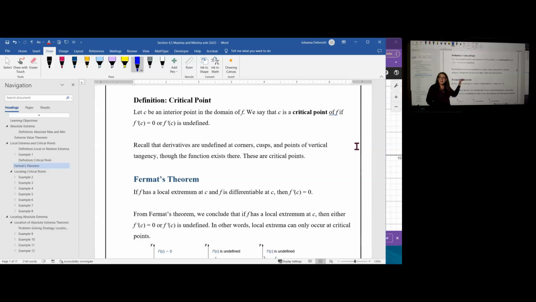Fermat's theorem, named for the famous French mathematician Pierre Fermat, says if the function has a local extremum at c and it's differentiable, then it must be that the derivative at c is 0. In other words, what we're learning is that if we have an extremum, it has to be at a critical point where the derivative is either 0 or undefined, but the function is defined.